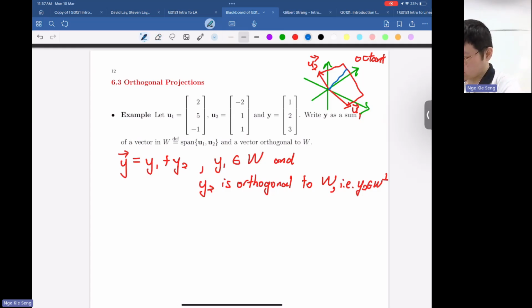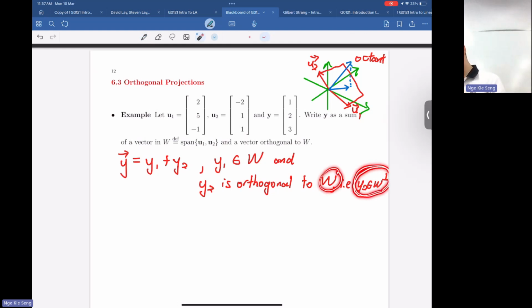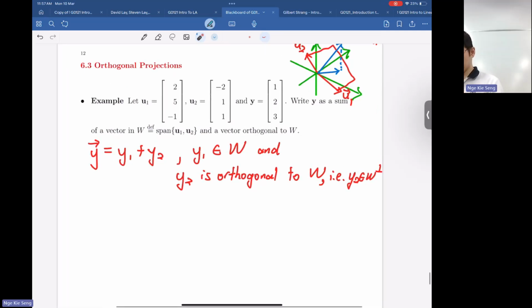So maybe this one needs to go a little bit up. Okay. Right, so y2 is orthogonal to W. Another notation, we will write it as y2 is in W perp. Remember how we define this W perp here: everything that is orthogonal to W. So this perp is representing the 90 degrees. Any question? Okay, so this is just a notation.